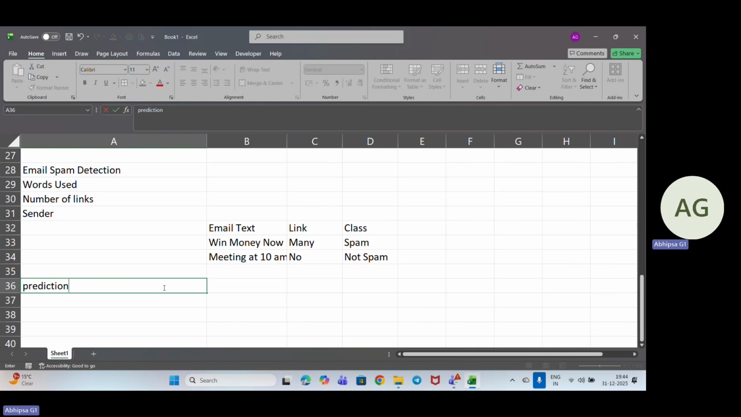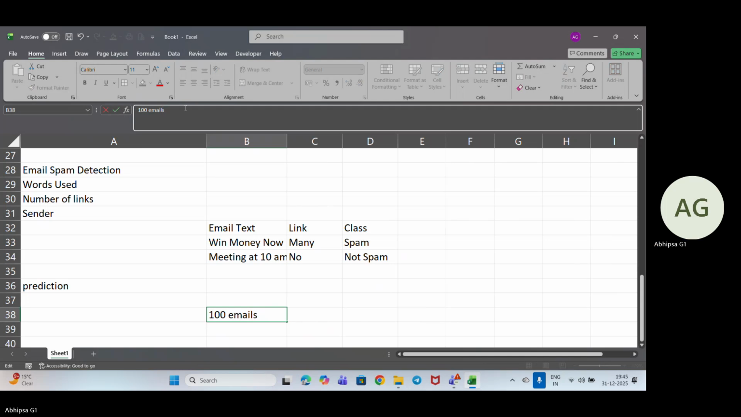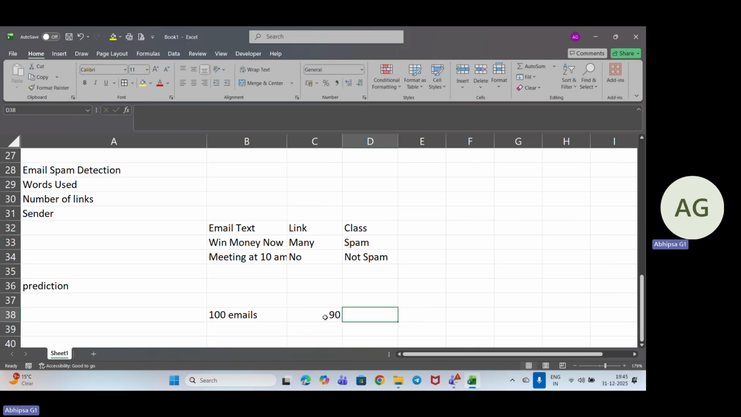Now, for example, suppose I have got 100 emails, and among them 90 predictions were correct by the model, right? So I will say that the accuracy is around 90%.